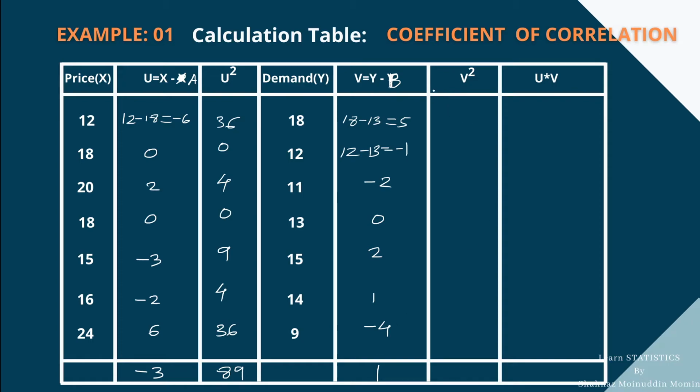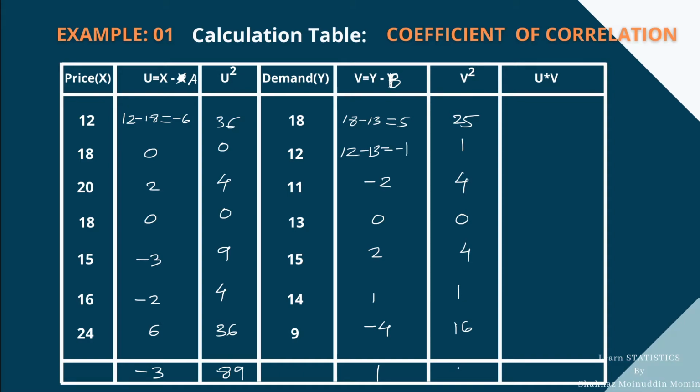Now square the column v to get the column v square. We get 25, 1, 4, 0, 4, 1, 16. Add all the terms in column v square to obtain the summation of v square.